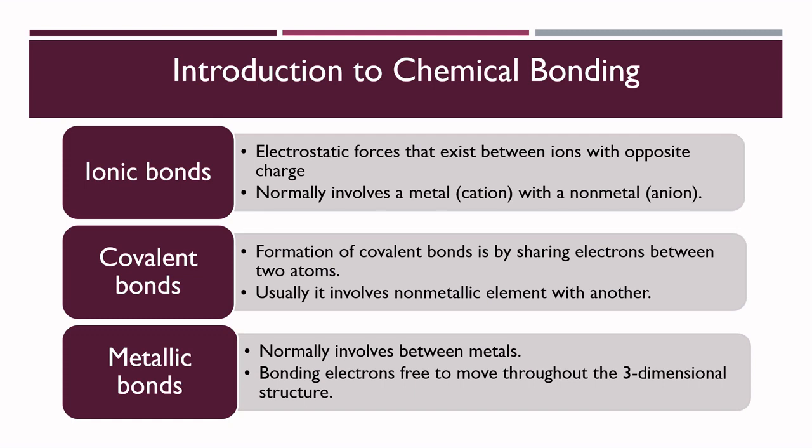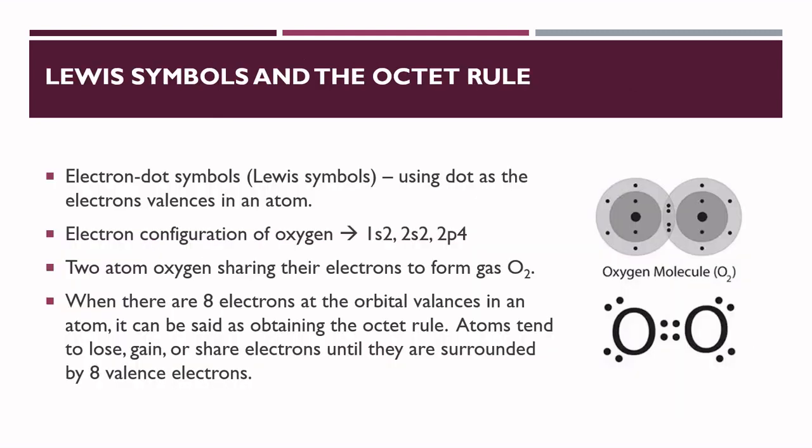While the third one, the metallic bond, is a bond that normally involves metals, and in this bonding, electrons are free to move around throughout the three-dimensional structure. Normally, chemical bonding is represented by Lewis symbols and the octet rule.